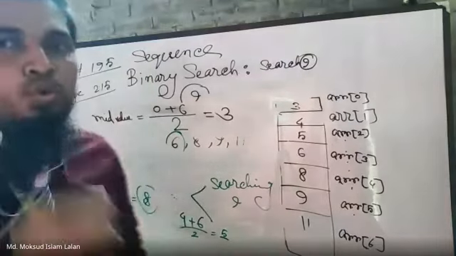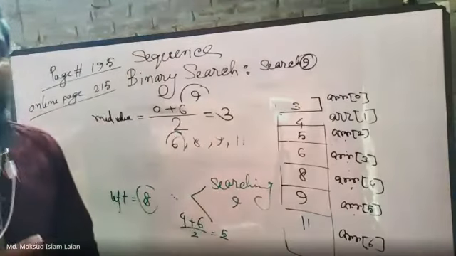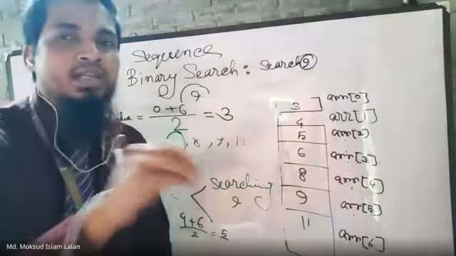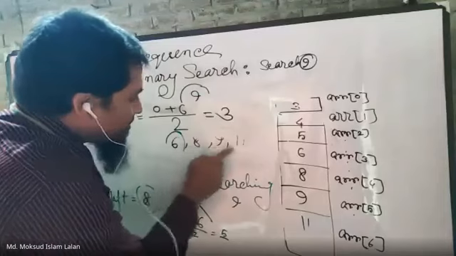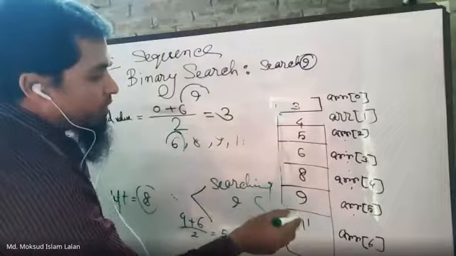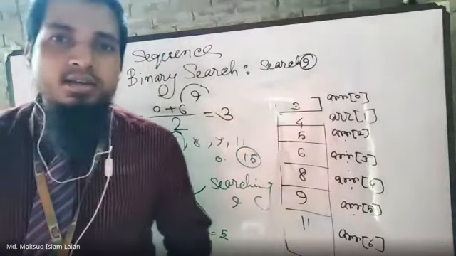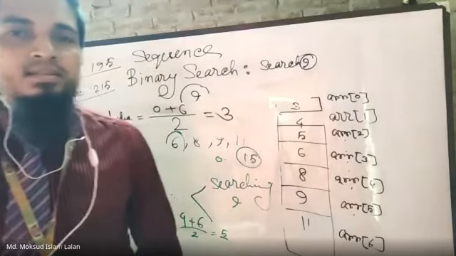Now the question is which one we should consider as the mid. If there are 4 elements, the indices are 0 to 3. So 0 plus 3, divided by 2. Its result is 1.5, right? Yes, sir. So mid is 1.5.